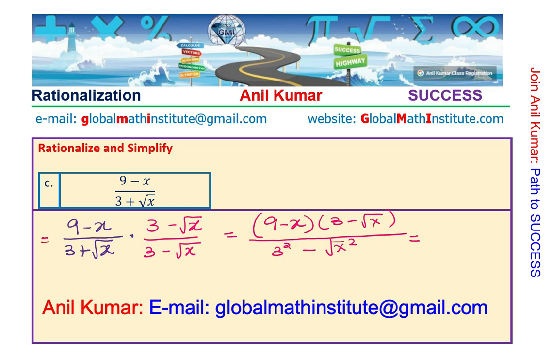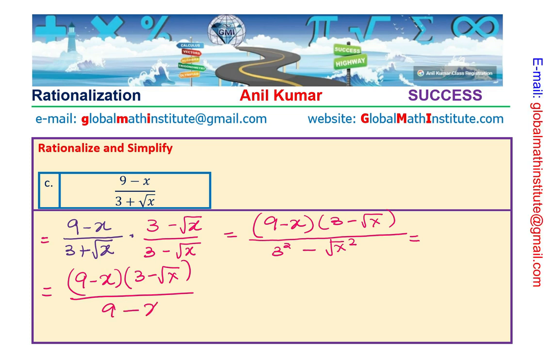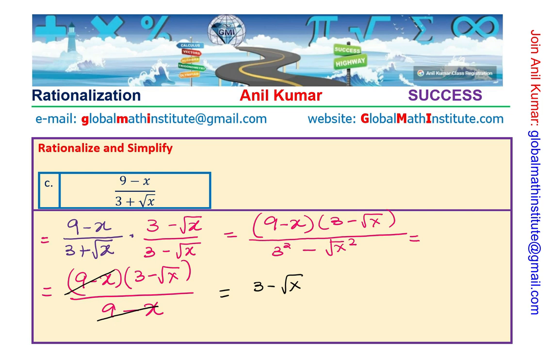So let me write here. We get 9 minus x times 3 minus square root of x over 9 minus x. So 9 minus x, you can see, cancels. Because of that, we get 3 minus square root of x. You get the whole idea. So that becomes the solution after rationalization. This is a very simplified term. So we use the term rationalize and simplify.